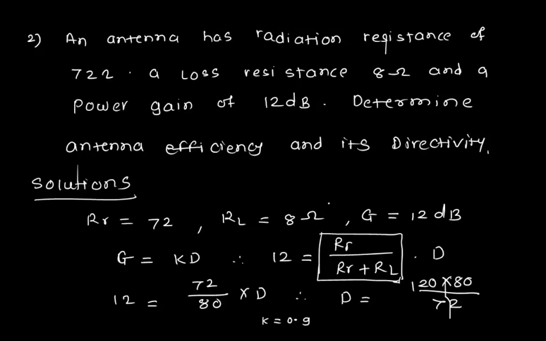Now you need to take care that the 12 given here is in dB. If the value is given in dB, I'll make it normal and then we can go on. I'll just write here that this value is in dB. Okay, now we'll solve all those things. I know that 12 is 10 log of G.